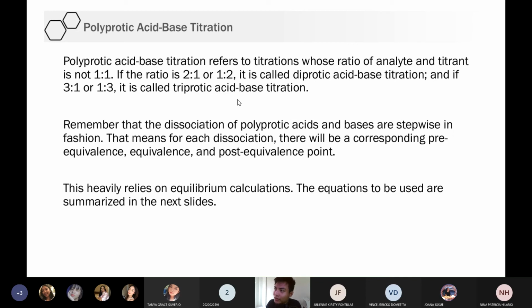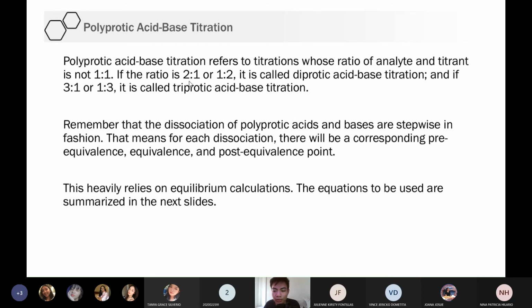Okay. Kaya ganun. Okay, so let's talk about polyprotic acids-based titration. Okay, pag polyprotic, ibig sabihin mas maraming protons ang involved sa reaction. Pwedeng 2 to 1, 1 to 2, or 3 to 1, 1 to 3. No? Ano meaning nun? Pag may 2, ibig sabihin diprotic. No?